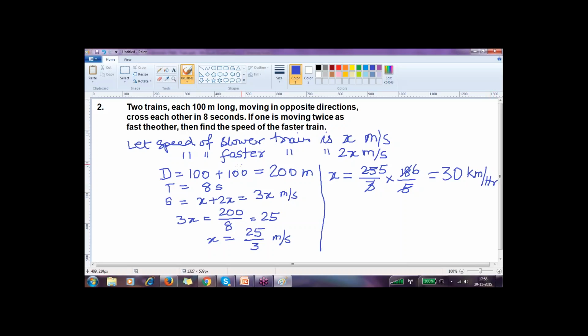Now what is x? X is the speed of the slower train. But we have to find the speed of the faster train. So speed of faster train is 2x. 2x is equal to 2 into 30, which is equal to 60 kilometers per hour. So the answer is faster train is moving at 60 kilometers per hour.